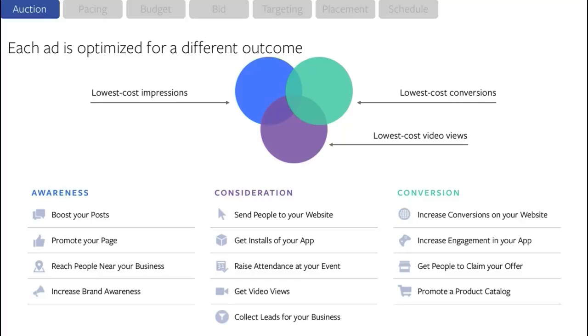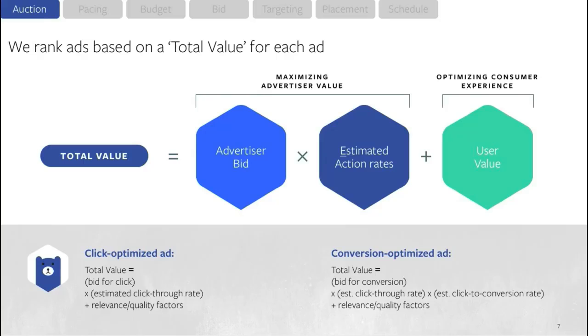For every ad targeting a person, regardless of what type of bid and objective it's using, we calculate a total value in order to rank it against other ads targeting the person the ad is eligible to receive. The highest total value is going to win the auction for that person at that moment in time.